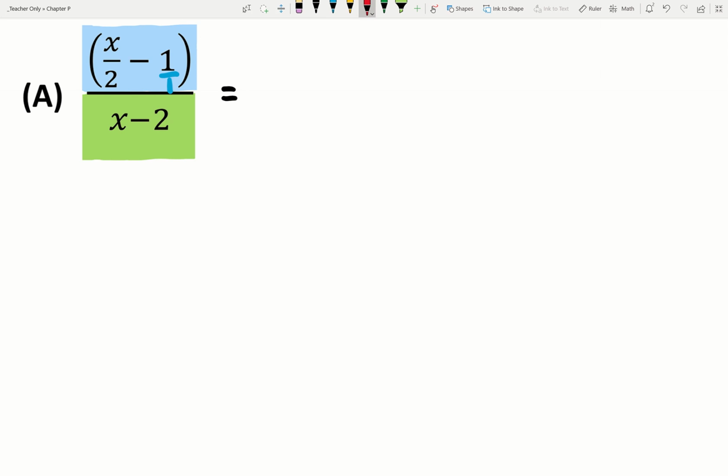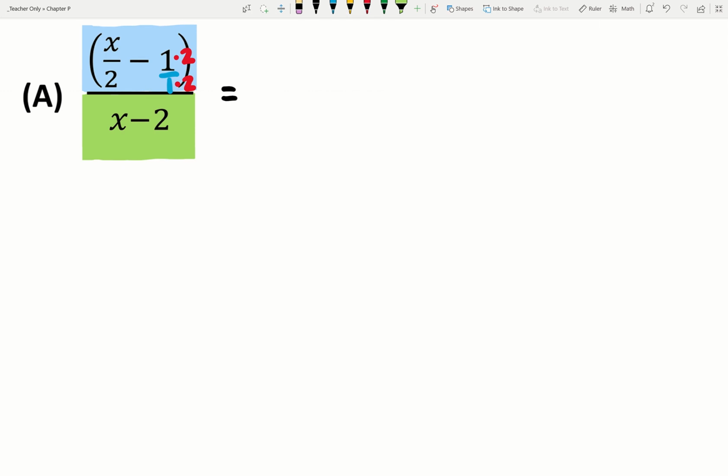Okay, I can get a common denominator there by introducing a factor of 2 to the numerator and the denominator of that second fraction. So I can condense this into a single rational expression by saying x minus, that's 1 times 2, or in other words, just simply 2 there on the top.